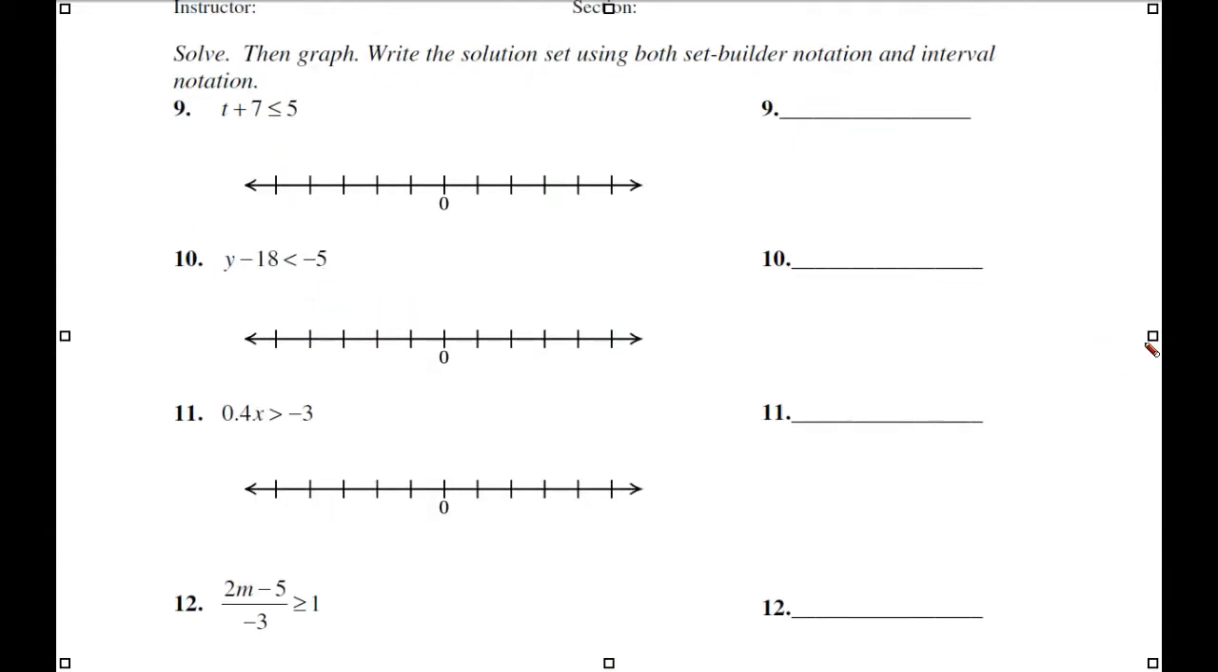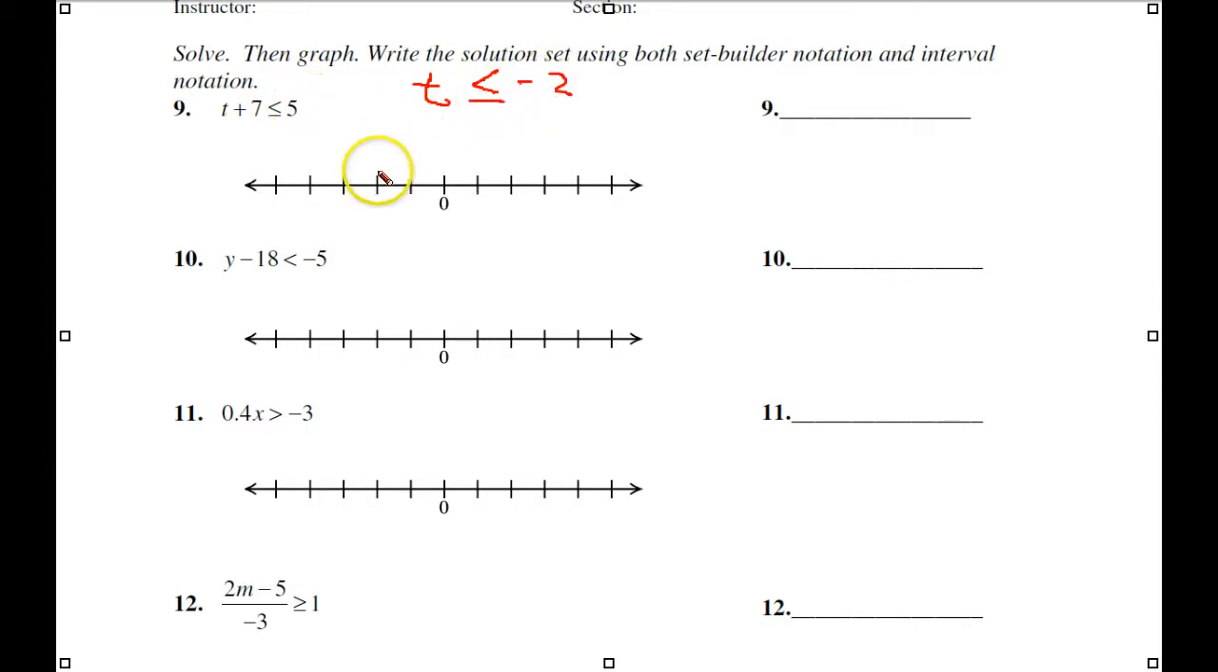Now in these next three, we want to solve inequalities. So we're just going to transpose that, and that then becomes t is less than or equal to -2. Because when we transpose that, that came as a -7 there.